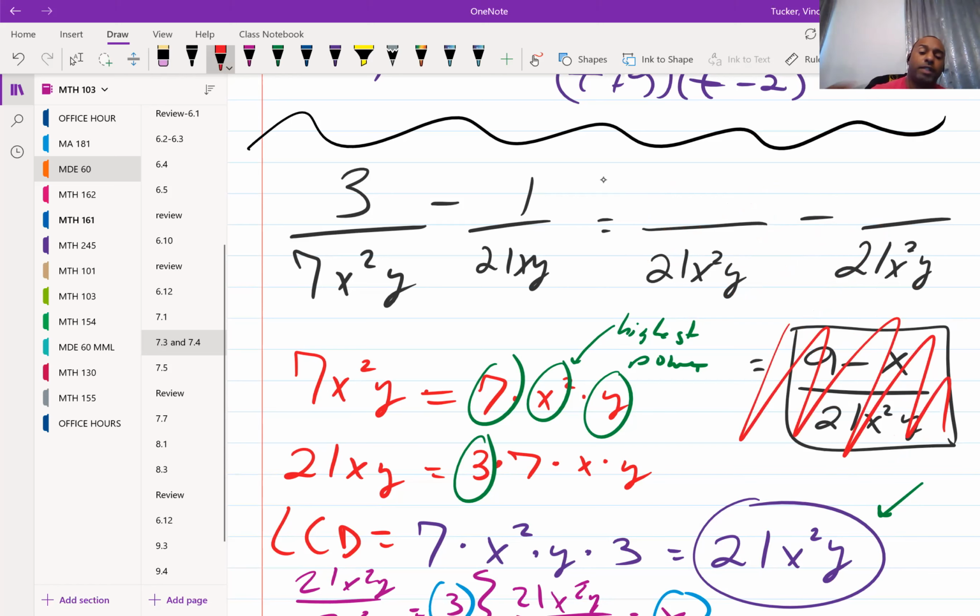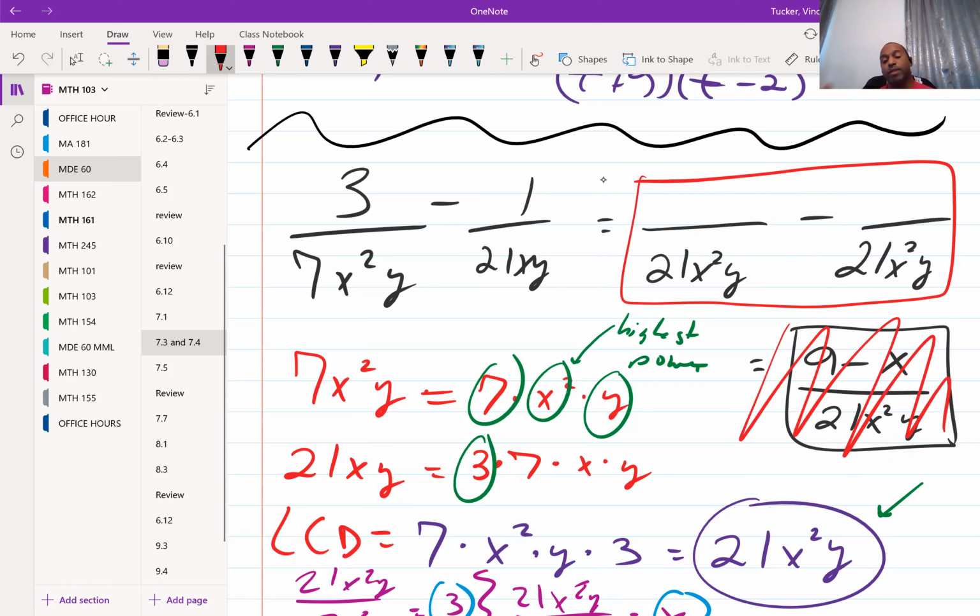All right, so once you've established what your LCD is, what you're saying is that you want each one of your denominators to be that. If 21x squared y is your LCD, that means you want to turn each one of your denominators into 21x squared y. And so now we're about to do what we did in those previous exercises, asking ourselves, what is different between 7x squared y and 21x squared y? Whatever the difference is, I need to multiply top and bottom by that in order to get the next fraction. Then do the same thing here. What's the difference between 21xy and 21x squared y? Multiply top and bottom in order to get the fraction.